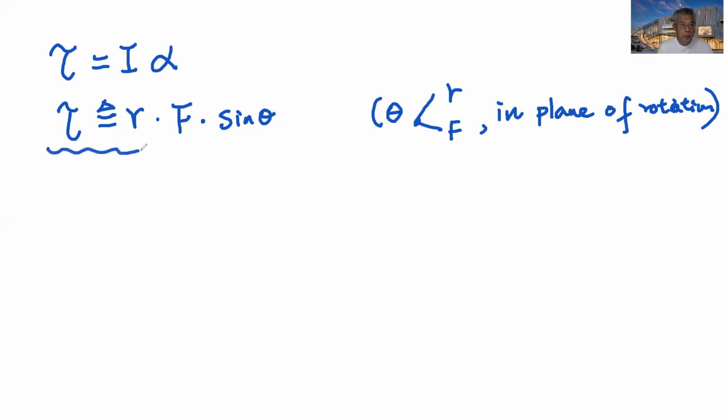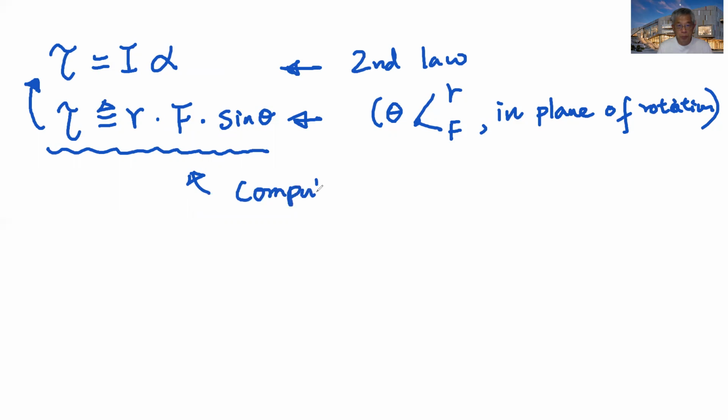So this was from previous, and now you can put this into here. Students are often confused about this part, whether I should use this one or this one. This one here is the second law. But this here is just how you compute tau, that's all. It's just the way of computing tau given R, F, and theta.